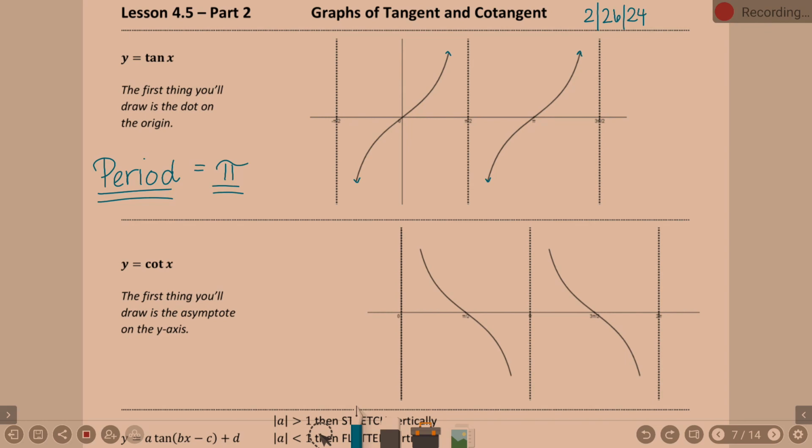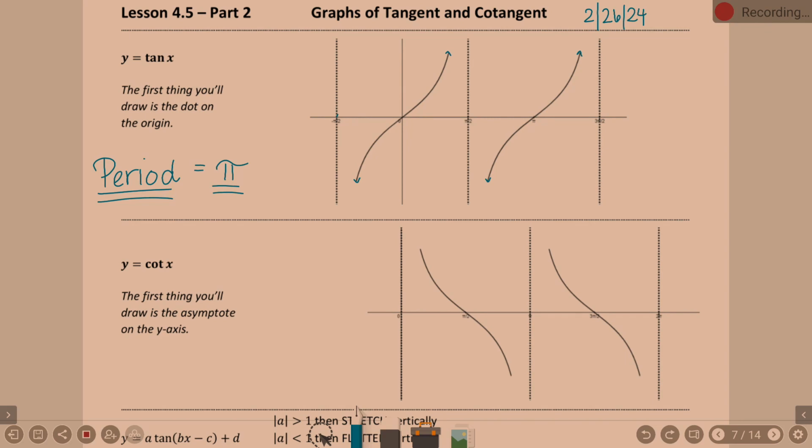Now, in all honesty, if you go here from negative pi over 2 to pi over 2, that's pi, right? That is one curve. So this actually is showing us two cycles or two periods of pi. And so when we draw our tangent and cotangents, I actually bump it up and ask you to draw 2 periods. Okay, minimum 2. That way we can see what's going on.